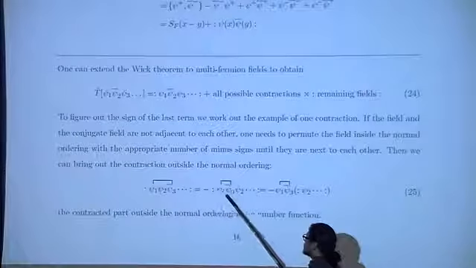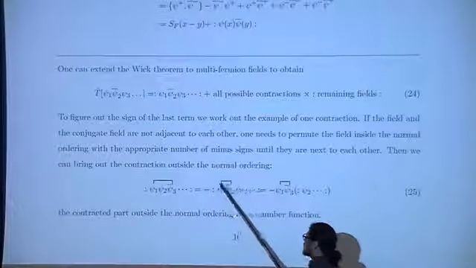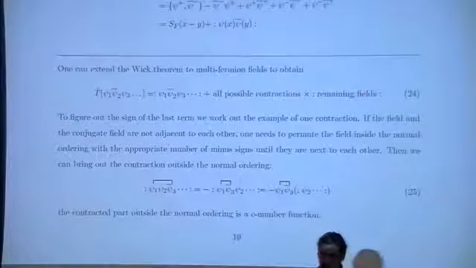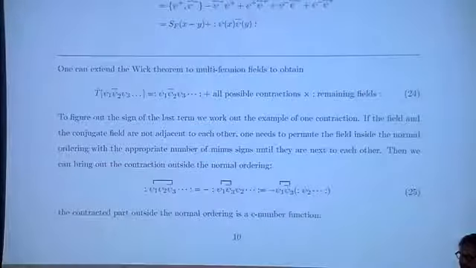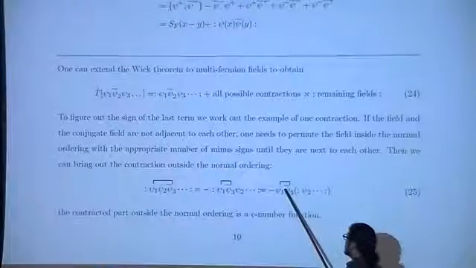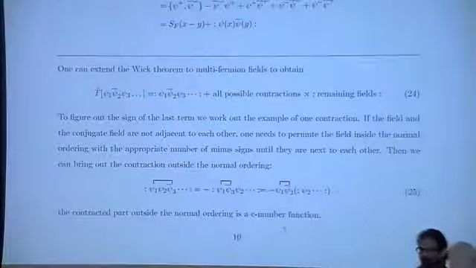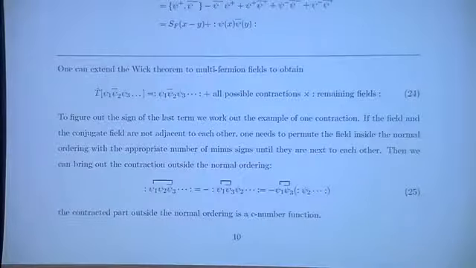And once you've brought them next to each other, you say, aha, but this is no longer an operator. This is just some propagator, some function, some C number function. So I can now pull it outside the normal ordering. Okay, so this is how, if you have more than one Fermi field, you figure out how to use Wick's theorem.